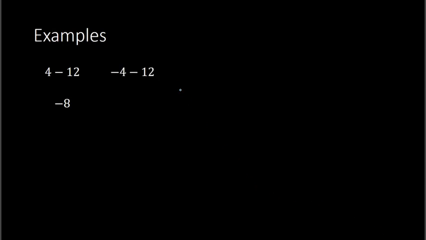Next we have negative 4 minus 12. If we wanted to, we can think of this as negative 4 plus negative 12. So we see here that the signs are the same, both negative. So I add 4 and 12 to get 16, and then I keep the sign, which is negative, so my answer would be a negative 16.